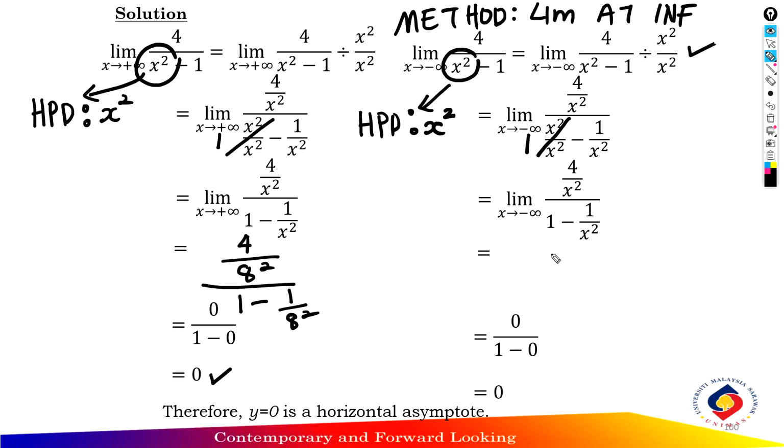So here you substitute 4 over infinity squared, and this one 1 minus 1 over infinity squared. So here it is a negative. Okay, so the answer here is 0 over 1, and the answer equals 0. So the limit as x approaches negative infinity of f(x) here equals 0. And conclusion, y equals 0 is a horizontal asymptote of the rational function.